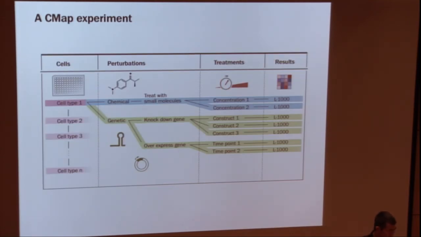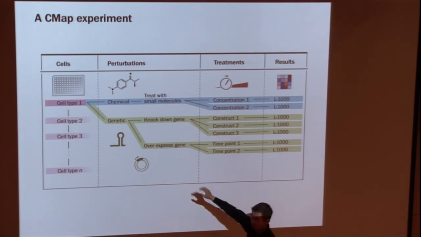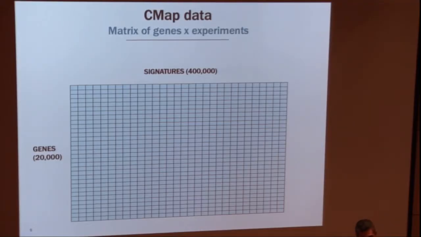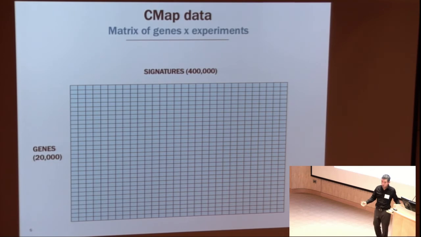And the CMAP, the connectivity map experiment, looks something like this, where you take cells and you perturb them with a chemical compound at a certain concentration for a certain duration, and then you measure the gene expression from there. We also look at other perturbations like genetic perturbation, where we knock down a specific gene or use an overexpression construct where you overexpress a specific gene and then ask what happens to the other 19,999 genes, and then measure the expression from there. And so what we get is fundamentally a big matrix of genes by experiments, 20,000 genes by 400,000 signatures, which represents many more experiments because we do experiments in replicates and there's controls and so forth.